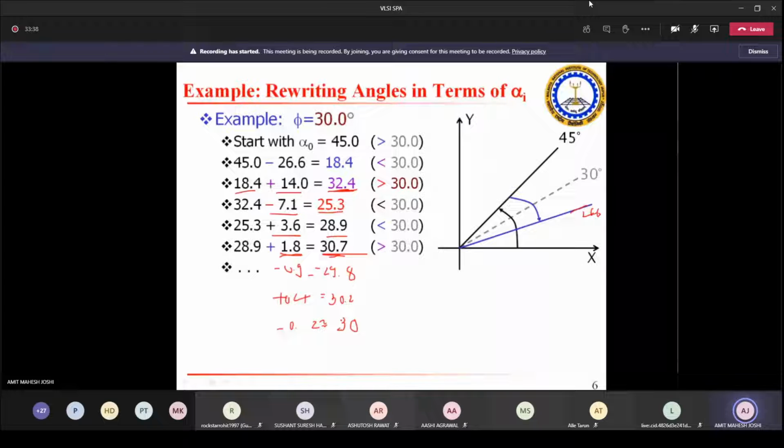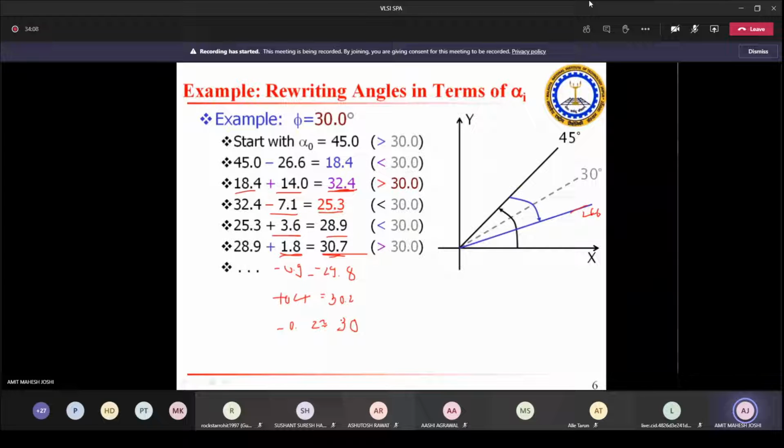Now, whether the alpha is plus, always alpha 0 is positive. Alpha 0 is always positive. But from the second alpha, that is alpha 1, you need to either add or subtract. Now, for that, you need to just apply a simple logic that I need to go to the nearer to whatever I am looking for. And according to that you need to decide whether I need to go for alpha 0 or alpha 1.